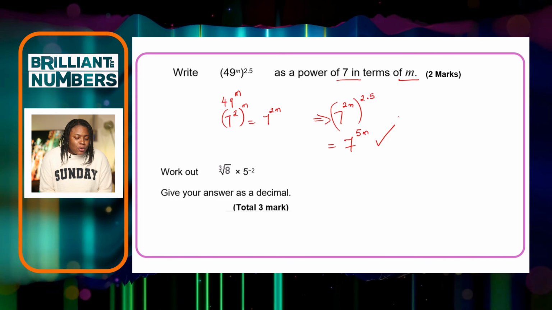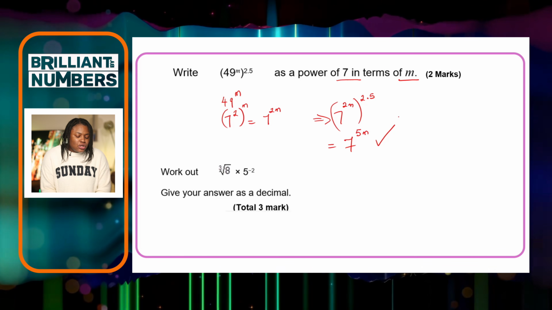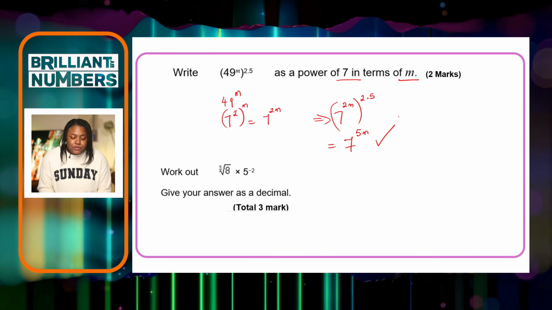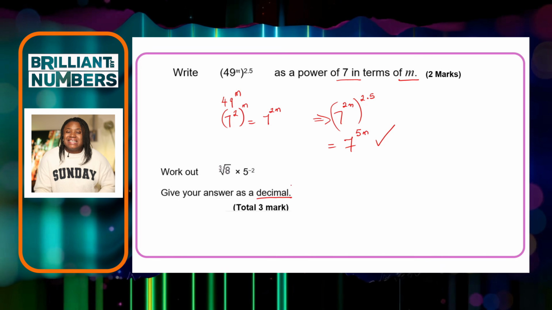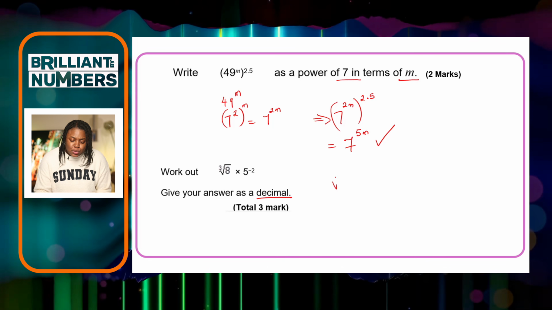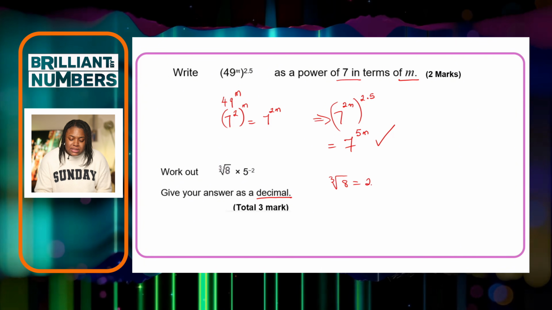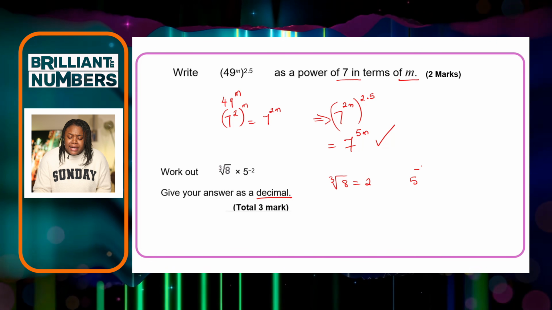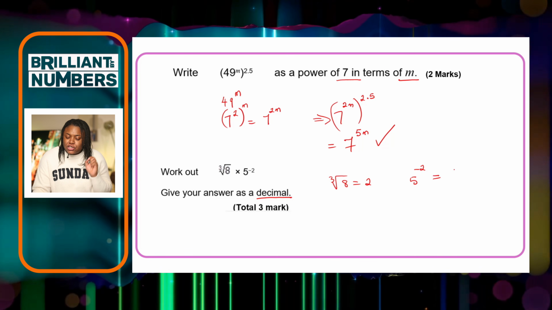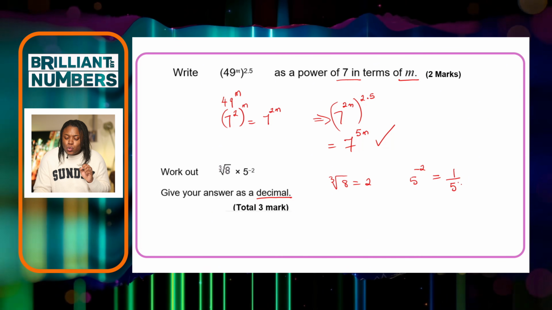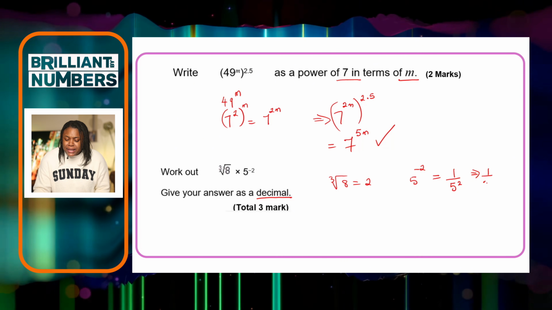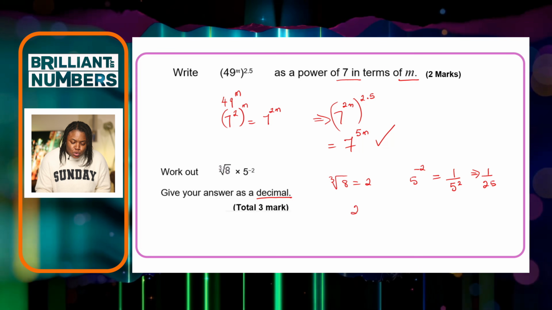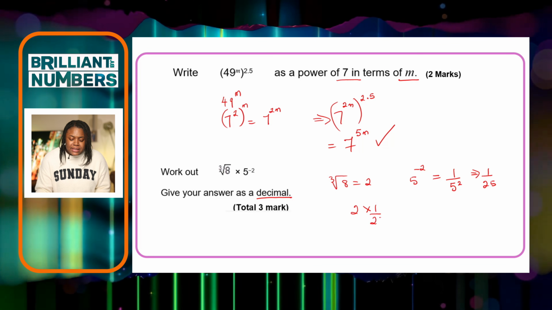Final question now. Indices: work out the cube root of 8 times by 5 to the power of -2. Key point, give your answer as a decimal. So let's go. Cube root of 8 is equal to 2, since 2 times 2 times 2 makes 8. And 5 to the power of -2, remember, minus means fraction, so 1 over 5 squared. 5 squared is 25, so it's 1 over 25. So essentially, we are doing 2 times by 1 over 25.